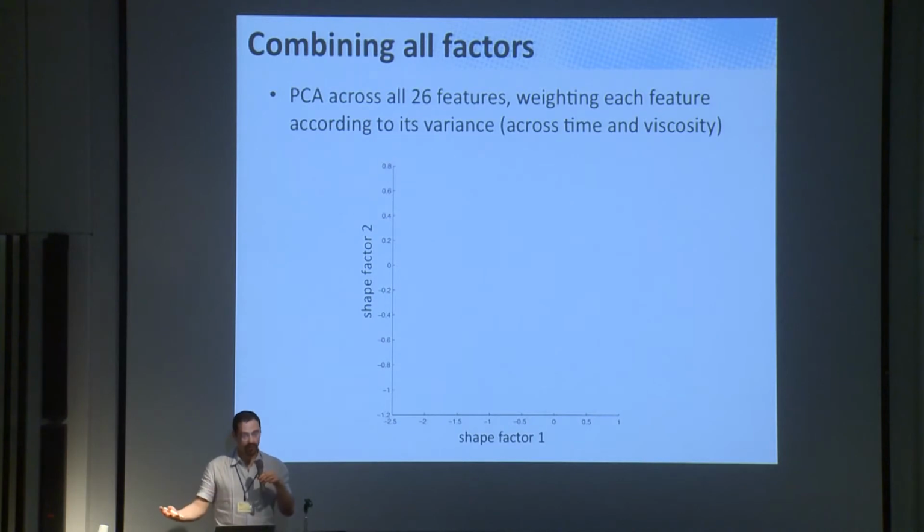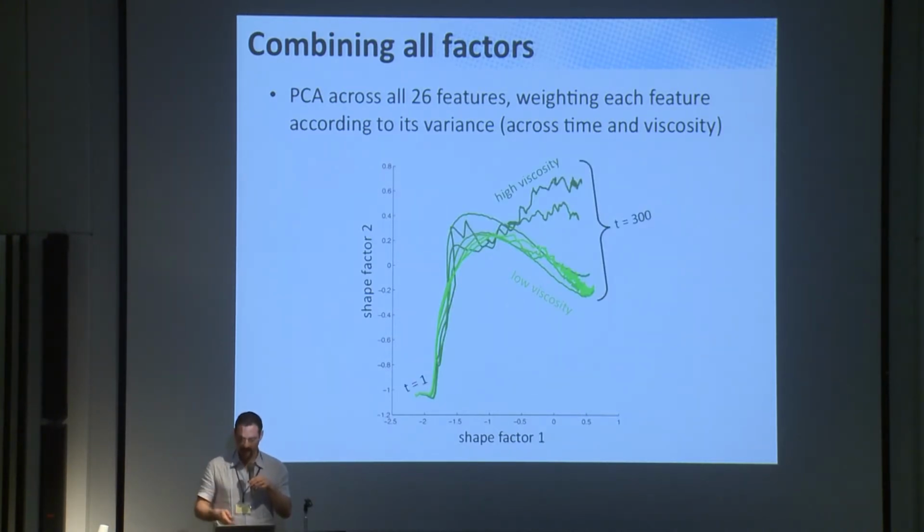Okay, now, the way that we combine all the 26 factors is that, like I said, we weight each feature according to its variance, so how much is the total range that it varies, and then do PCA on all of the factors, and I'm just plotting the first two principal components of this. So this is the movies in this 26-dimensional space compressed down into a 2-dimensional space, and what you can see is that the structure of the perception is reflecting the structure in the images, in the sense that all the low viscosity stuff is kind of clumped together in this space, and the high viscosity stuff is behaving in a different way, right?